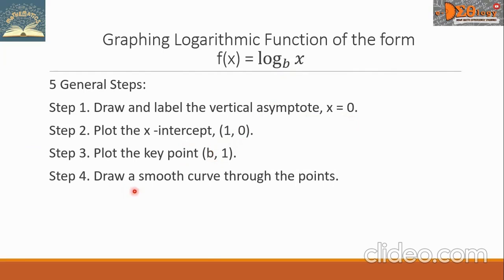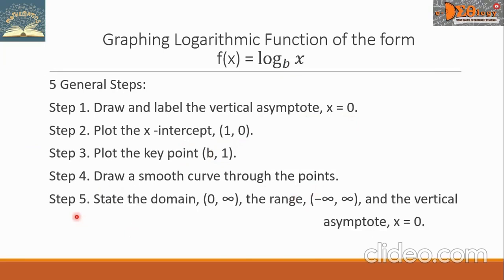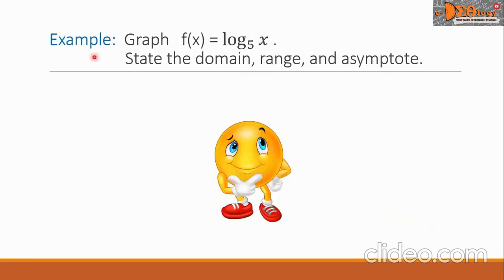Step 4. Draw a smooth curve through the points. Step 5. State the domain, that is from 0 to positive infinity. The range, that is from negative infinity to positive infinity. And the vertical asymptote, that is x equals 0. Let's see this example. Graph f of x equals log of x to base 5. State the domain, range, and asymptote.